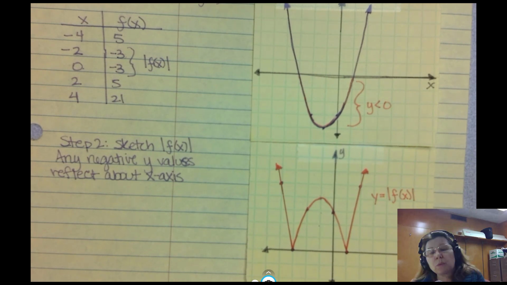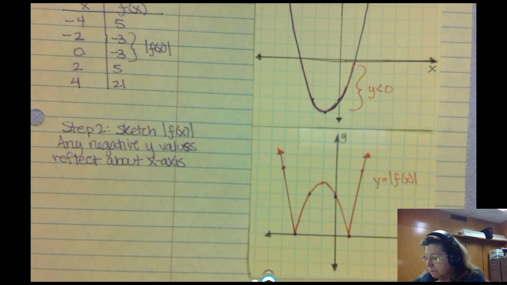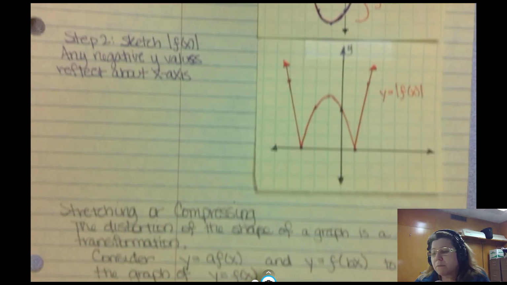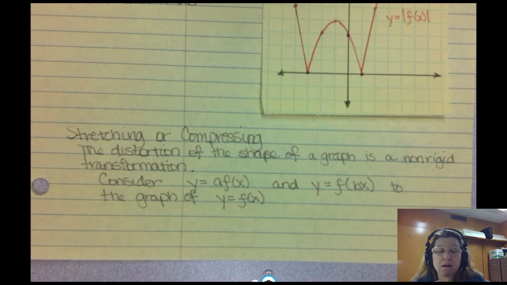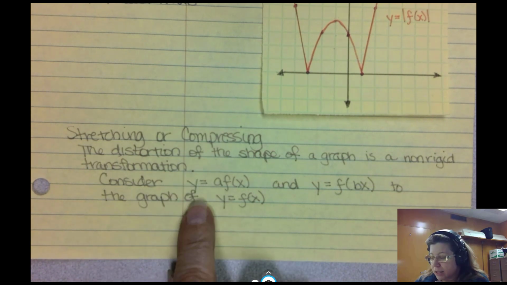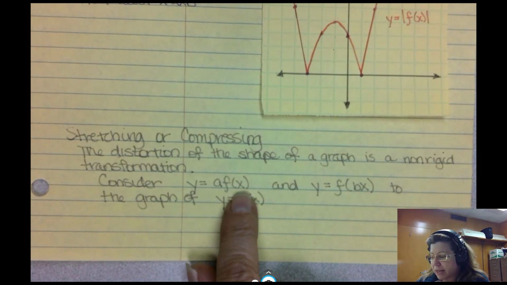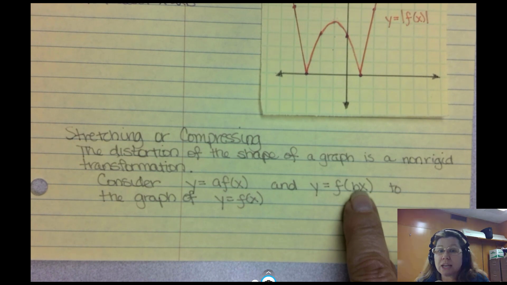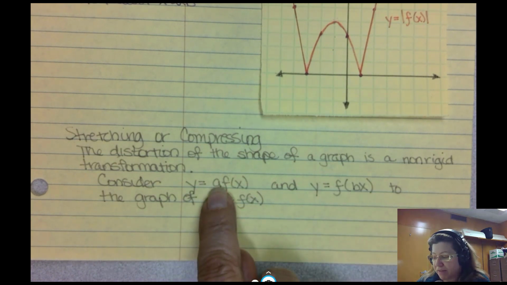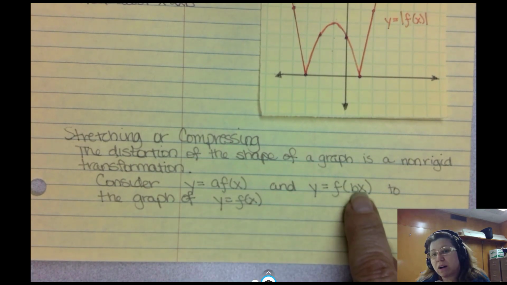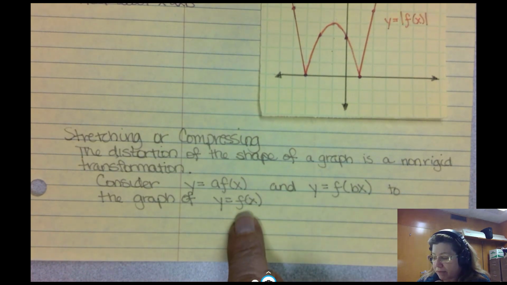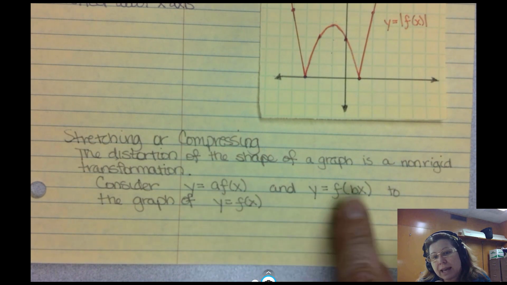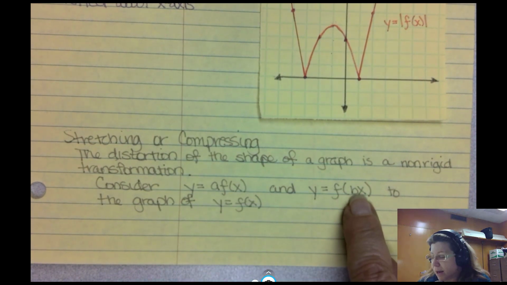Another type of transformation we want to talk about now is actual distortion of our graph. It is non-rigid. When we're talking about rigid, we're just talking about location. We're not really messing around too much with the shape of the graph. But when we're working with stretching or compressing our graph, this is distorting our graph. Consider y equals a times f of x, and also y equals f of b times x. These two things are going to distort our shape. One is multiplying our function by a value, and the other is multiplying the input of our function by another value. Our original function is going to be f of x, but you can see we have this distortion right here in front, a, and this distortion within the function, we have a b.